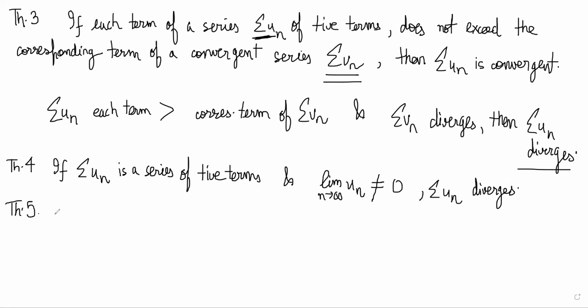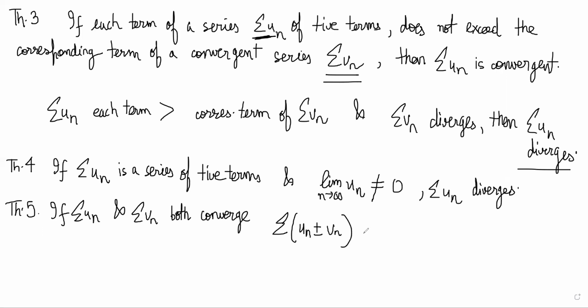Then the next one is, if un and vn both converge, then the series with terms un plus or minus vn will also converge. This makes sense because both are convergent series, so you can add or subtract the terms, and you will still be able to find a new series which will converge. This is easy to understand, right?